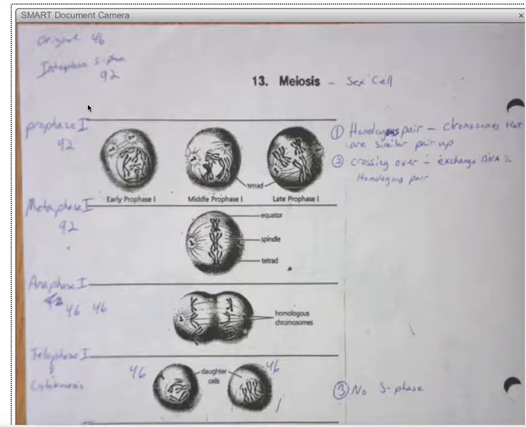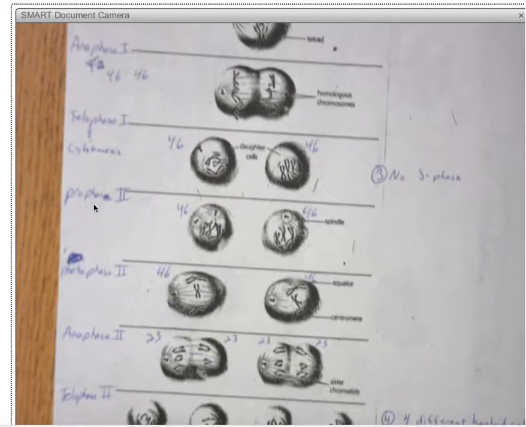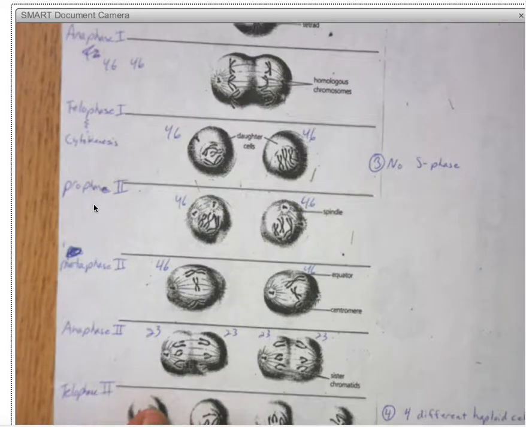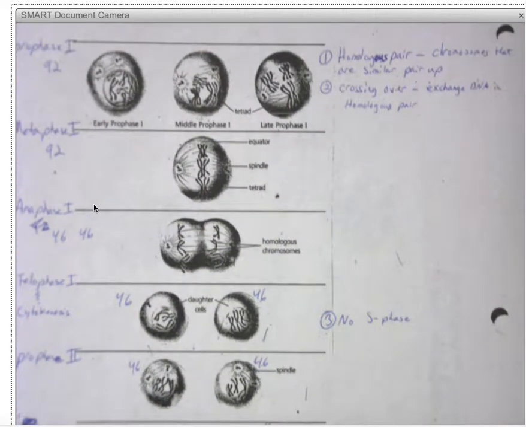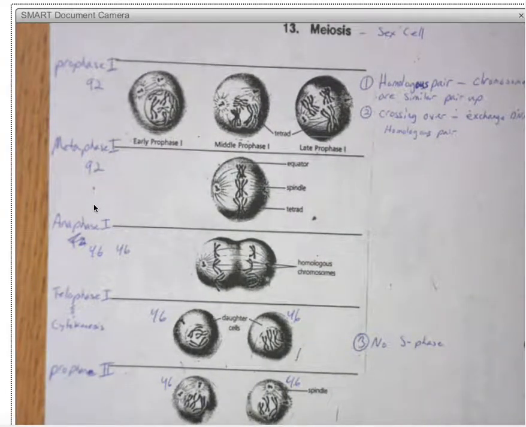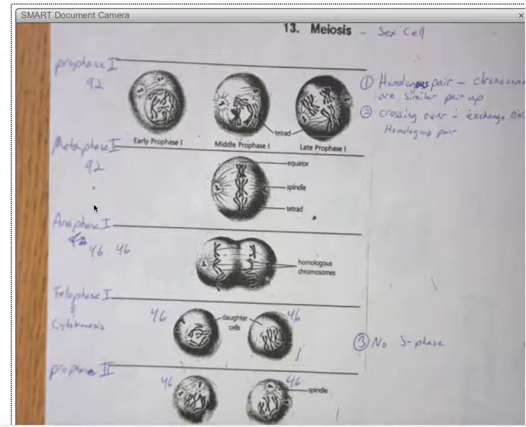There's only 4 things that we're going to talk about that are different, that cause some major changes different than mitosis. So the first 2 take place in prophase 1. Now you notice that there's prophase 1 here. If we take a look, it also goes all the way down here to prophase 2. One of the main differences is that the process of prophase is happening twice in the process of meiosis, right?